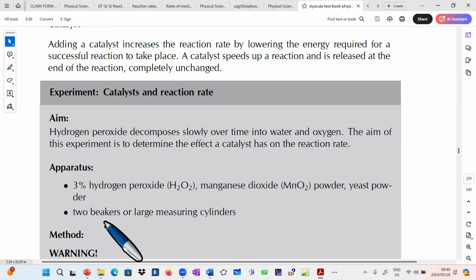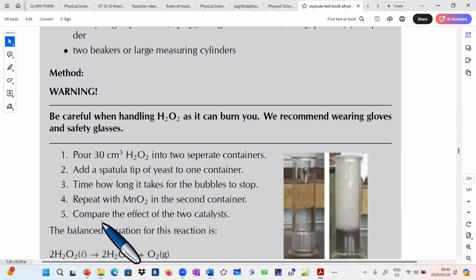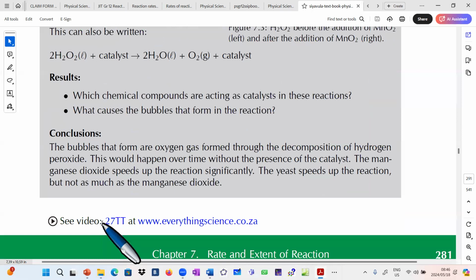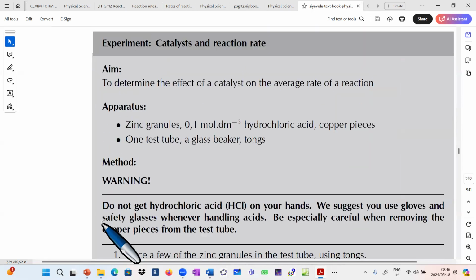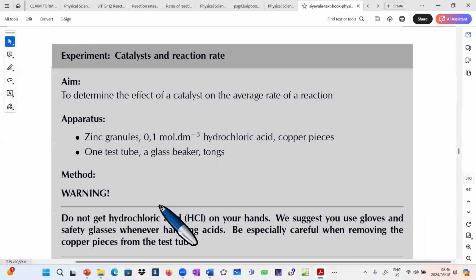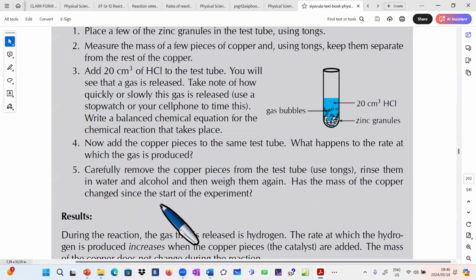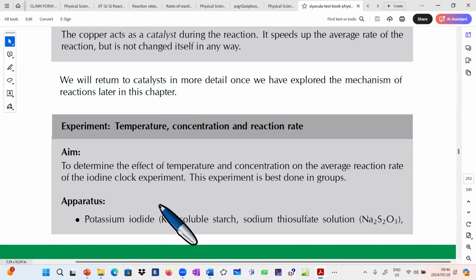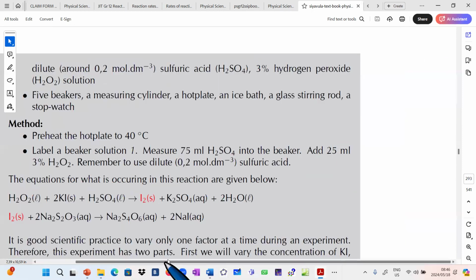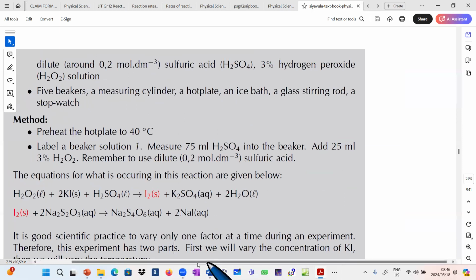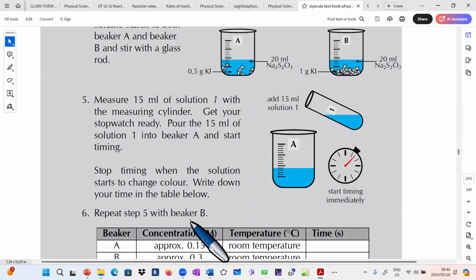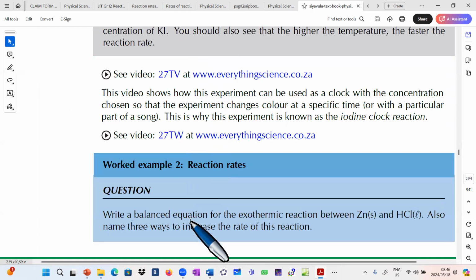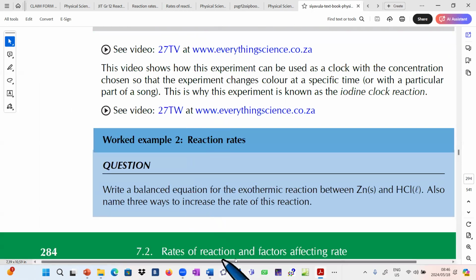Okay, we continue. Catalysts and reaction rates. We're going to look at a couple of experiments that we can use, and I want us to continue and look at potentially more.